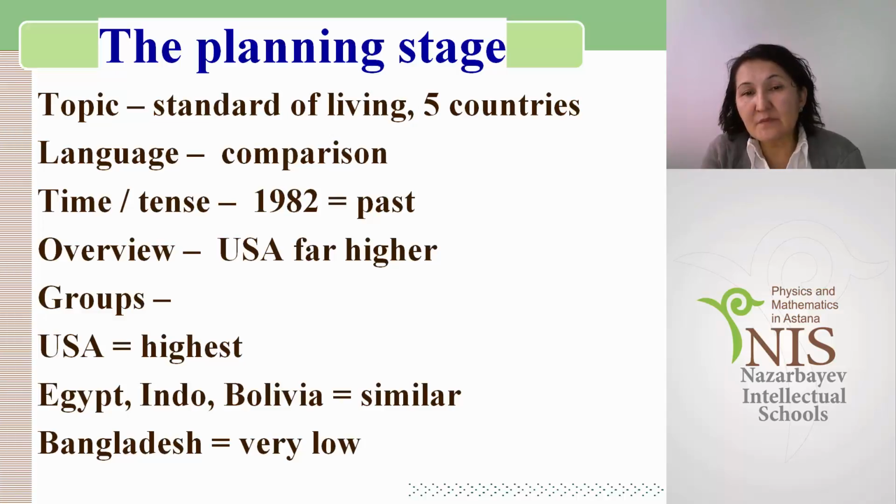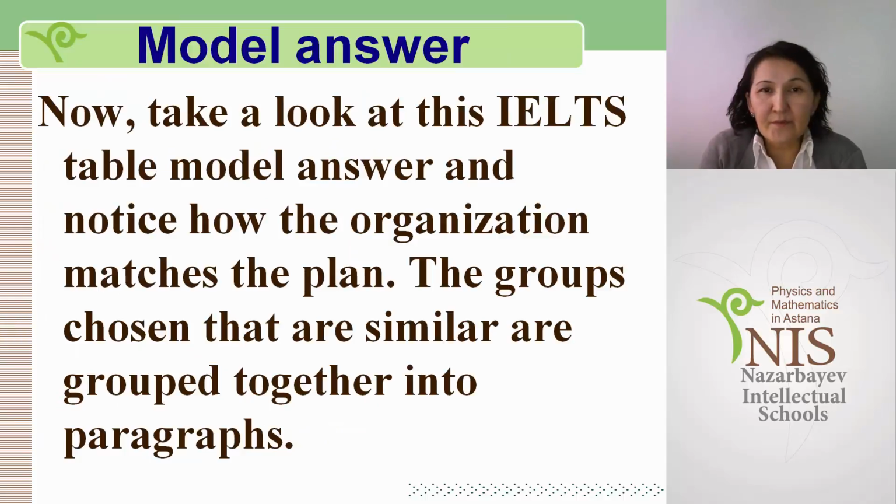1982, it means past. Overview: USA far higher. Groups: USA the highest; Egypt, Indonesia, Bolivia similar; Bangladesh is very low. So we are going to look at an IELTS table model answer, and you can notice how the organization matches the plan. The groups chosen that are similar are grouped together into paragraphs.